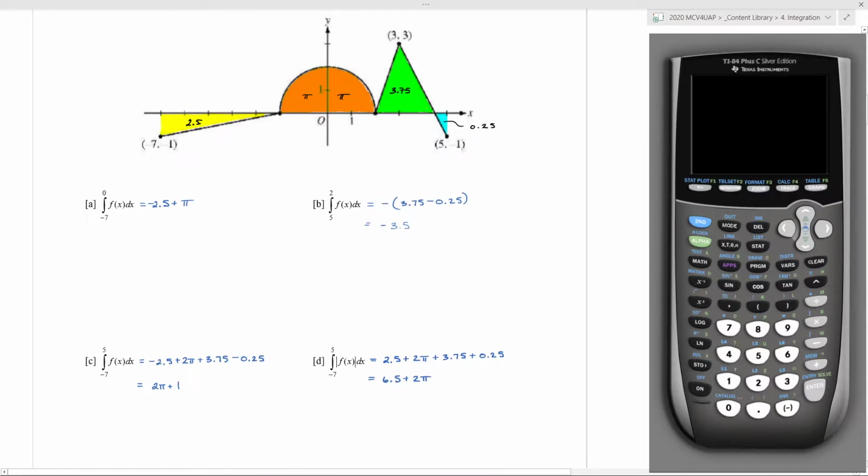Part C, the integral from -7 to 5. Okay, this one you're integrating from left to right. So anything below is negative, anything above is positive. So -2.5 plus 2 pi plus 3.75 minus 0.25, and I think if you add those up you get 2 pi plus 1.